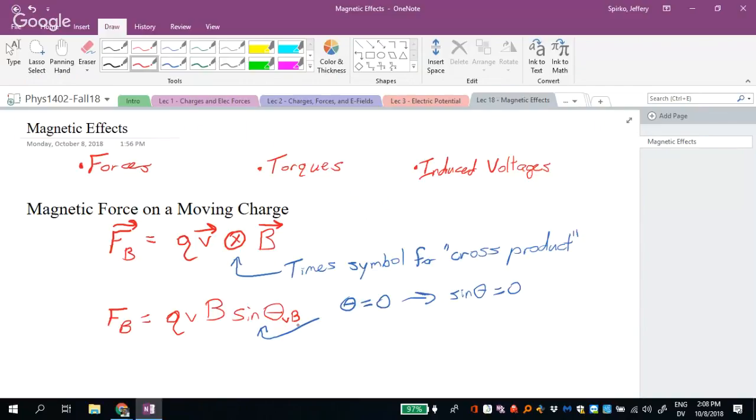So if theta is equal to 0, that means that these two vectors don't have an angle in between them. They're pointing in the same direction. And if you have a velocity of a particle in a magnetic field in the same direction as the magnetic field, there's no force. And that's what that sine theta does for us. And the same thing is true for theta equals 180 degrees. The sine of 180 degrees is also 0. So a particle traveling exactly against a magnetic field feels no force. Wouldn't even notice there's a magnetic field.